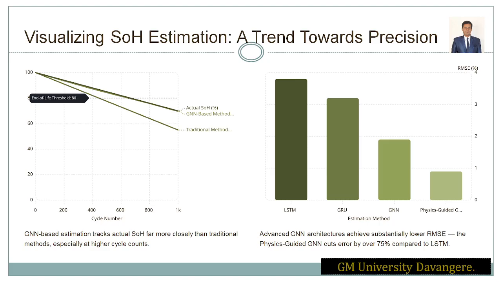So what is the actual meaning of this? For the LSTM method, it is a 3.8 percent error. What does it mean actually? It says that the real SOH was 80%. It was 80% with respect to this.